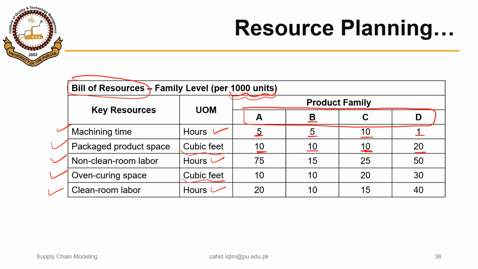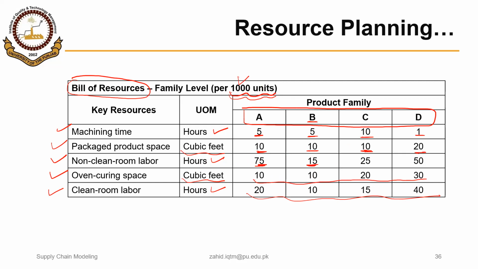You could see that for product family A, to produce 1,000 units, we require 75 labor hours. For product family B, we require 15 labor hours, and so on. And you could see for the second type of labor as well, and you could see the space requirement for oven curing space as well. So all these requirements are for a batch of 1,000 units. Now this is the bill of resources.